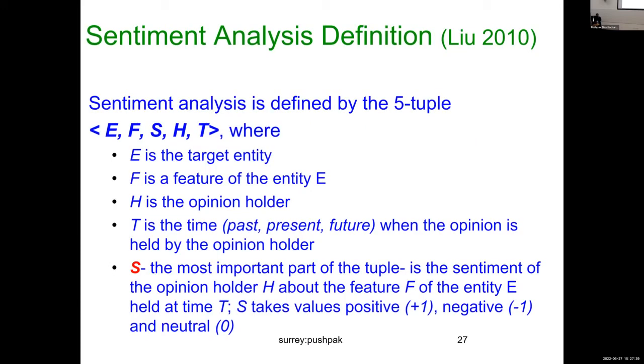Sentiment analysis is defined by this 5-tuple. E is an entity, F is a feature, S is the sentiment, H is the opinion holder, and T is the tag. So this kind of precise formulation of sentiment analysis as a 5-tuple problem is important because of the following reason.